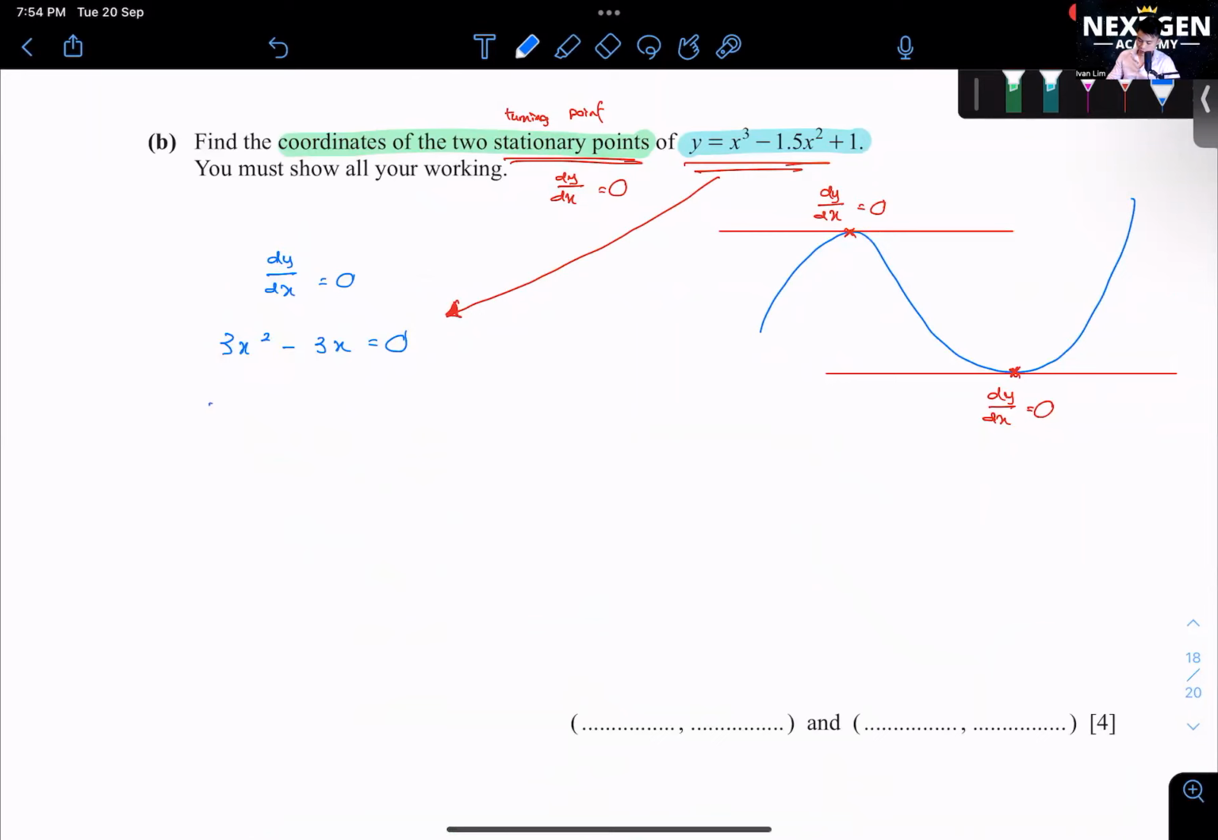Okay, then solve it. This one you will get 3x(x minus 1) equals 0. Therefore, your x will be equal to 0 and x equals to 1. Okay, they say points, right? When they say the word points, it means you need to find the x and y coordinate. So when x equals 0, you sub it back into y, because we want to find the y coordinate. Every time there's an x, there's a y also.